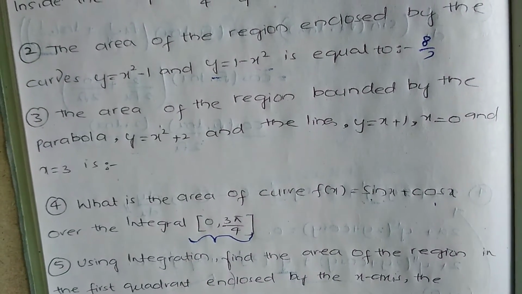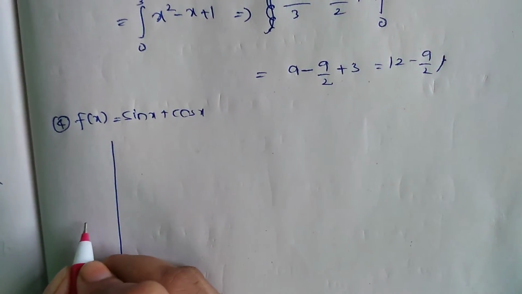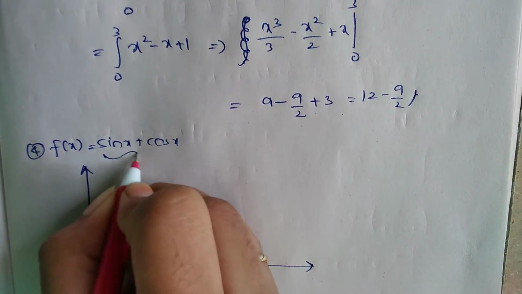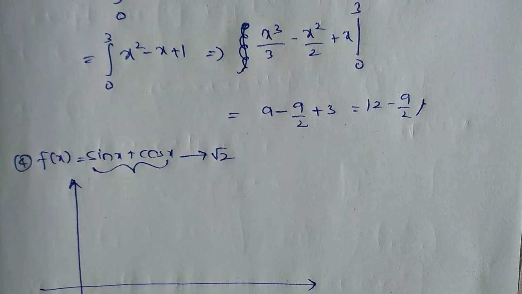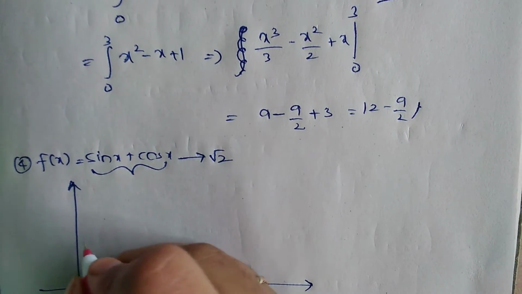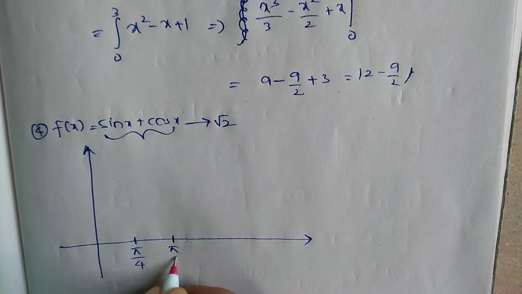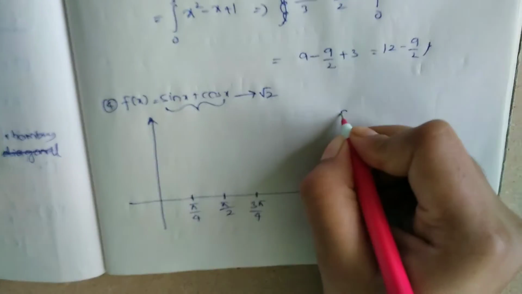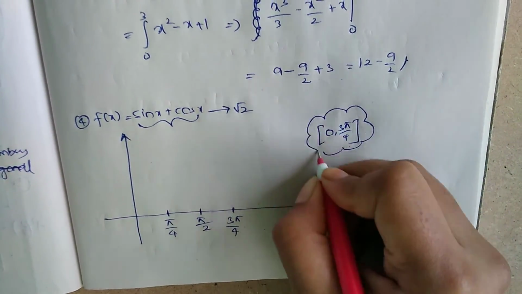Okay, you draw the graph first. How do you get the graph? What is the maximum value of this function? Root 2. Agree? Is it root 2? Yes. When will it be root 2? Pi by 4. Is 3 pi by 4 the... Okay, 3 pi by 4 it is. Yes, 0 to 3 pi by 4 is the integral given.